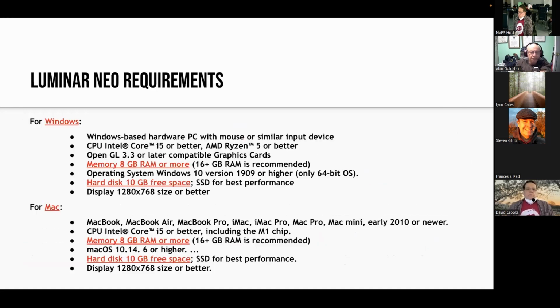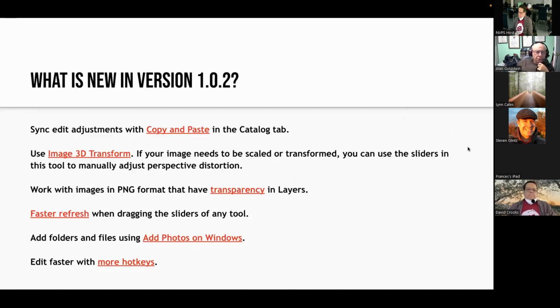What are the Neo requirements? It's pretty much the same for Windows and Mac, and they're listed here. I'm using a MacBook Pro with 8 GB of memory, and it's working fine even with Zoom running in the background, so just another memory hog. It does use the graphics card as well, so that can speed things up.